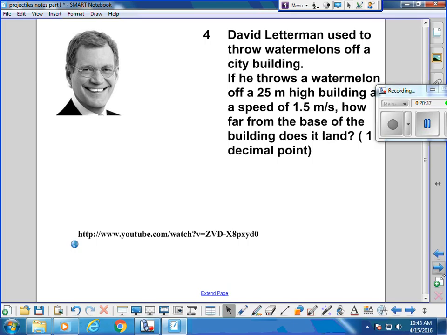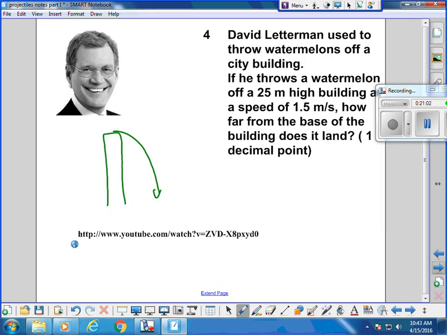If he throws a watermelon off a 25-meter high building at a speed of 1.5 meters per second sideways, how far from the base of the building does it land? Usually we do a clicker here, so I want you to do this question right now and see how you do. Then I'll get the video queued up and we'll show that at the end. Air resistance is negligible.